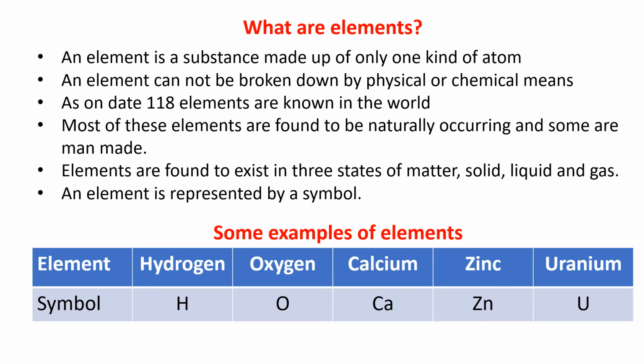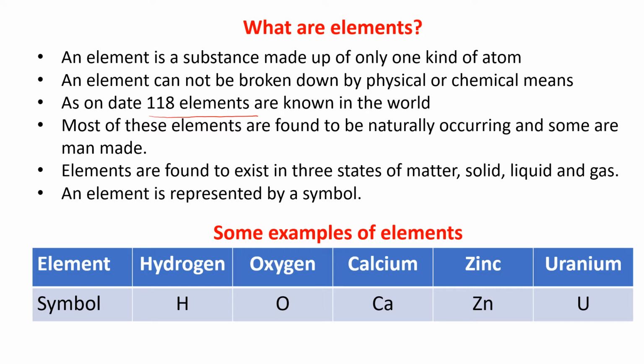What are elements? An element is a substance made up of one kind of atom. An element can be broken down by physical or chemical means. As on date, 118 elements are known in the world. Most of these elements are found to be naturally occurring and some are man-made.